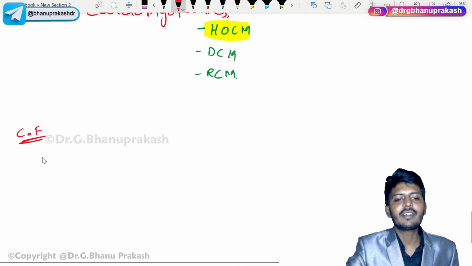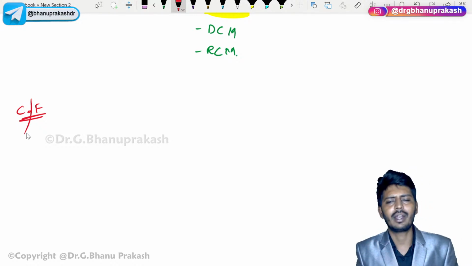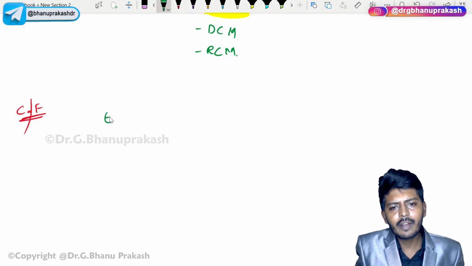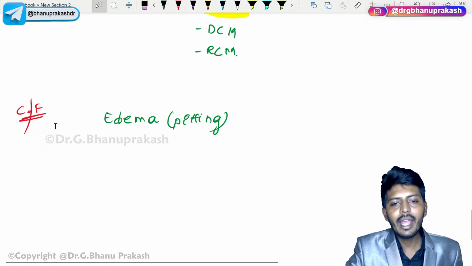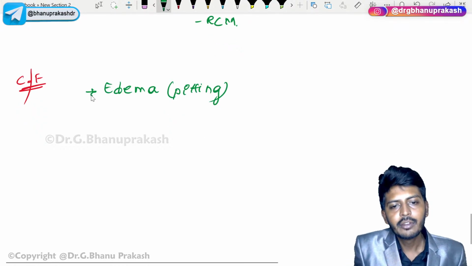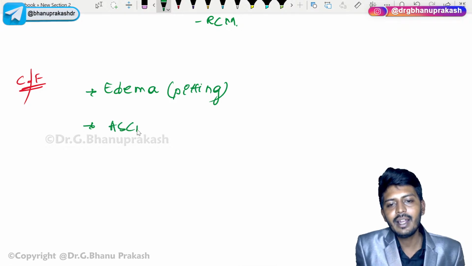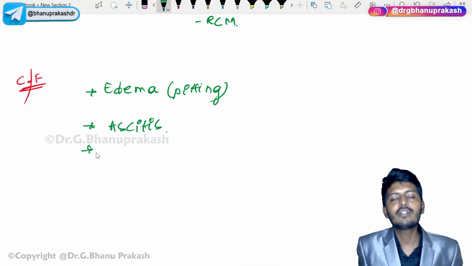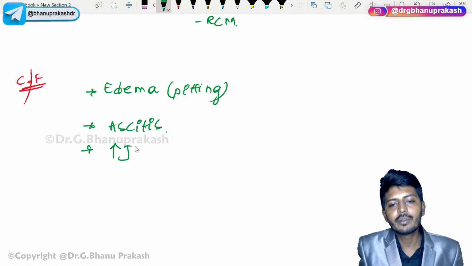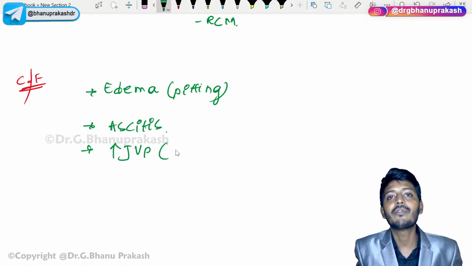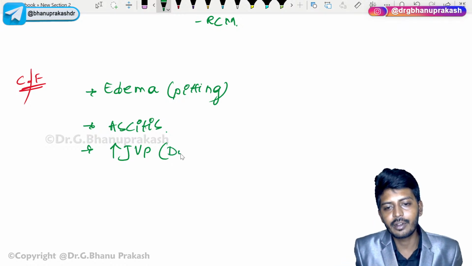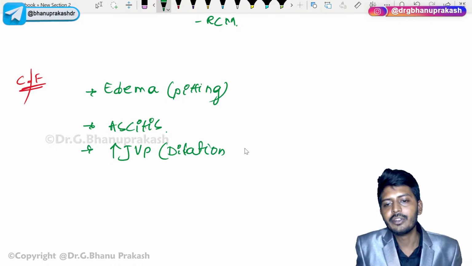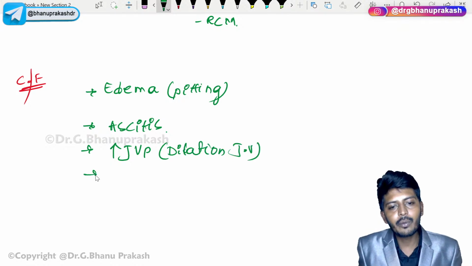Clinical features of heart failure are a very important concept but easy to understand. First and most important, all the cardiac failure patients will have edema. Which type of edema? Majority, my dear students, pitting edema. Apart from pitting edema, the patient can have ascites. The patient can also develop increased jugular venous pressure and dilation of the jugular veins. The neck veins are going to dilate because of the heart failure.